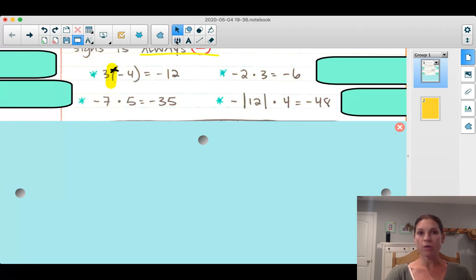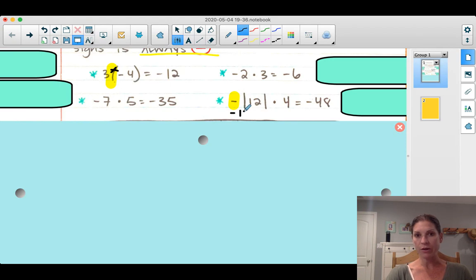So what we want to make sure that we identify and recognize is the fact that because this negative is on the outside, this is actually a negative 12 times a positive 4. Okay, and once again, because the negative is on the outside, this means negative absolute value of 12. And the absolute value of 12 is 12. So we get negative 12 times a positive 4, and that's where we get our negative times our positive to give us the negative 48.